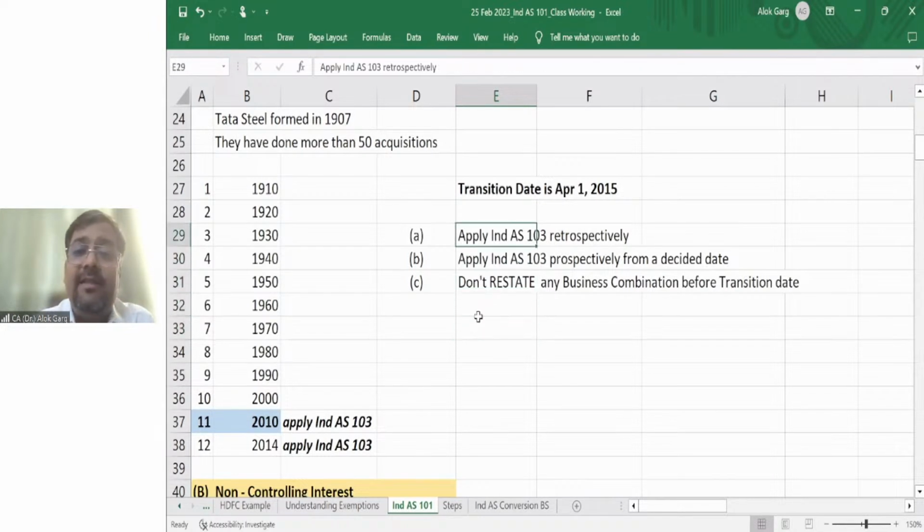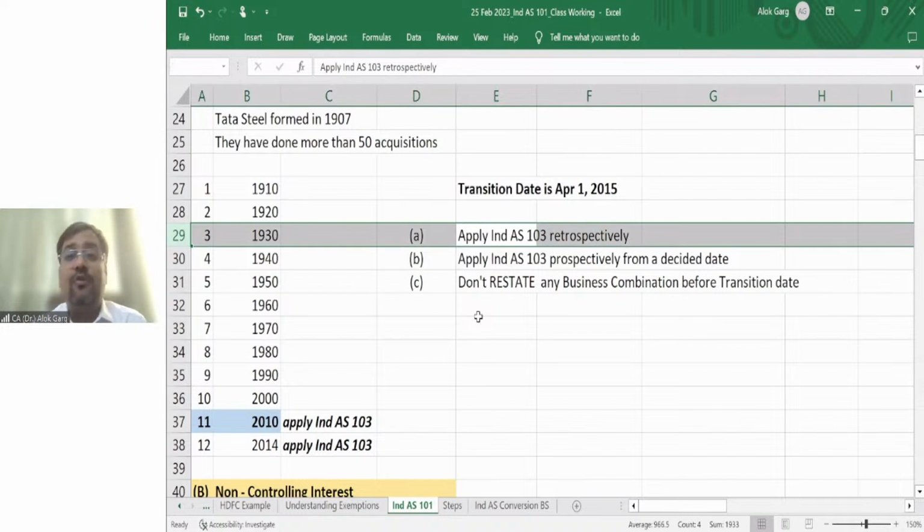Sir, why is this retrospective also there as an option? The retrospective is an option because it is an optional exemption. If a company is a new company, incorporated 4 years back, and just 2 years back they did 3 acquisitions, and now they want to restate this business acquisition, they can do that.